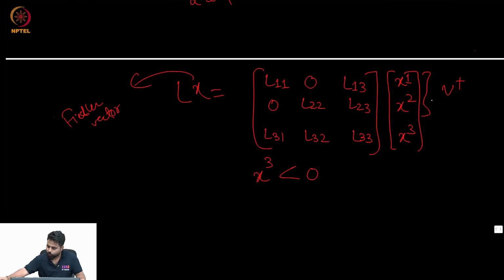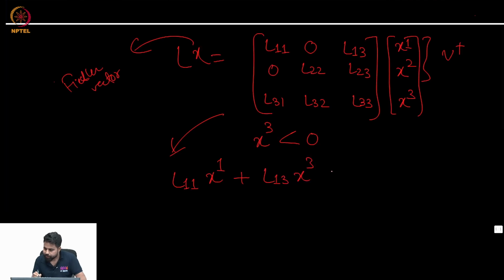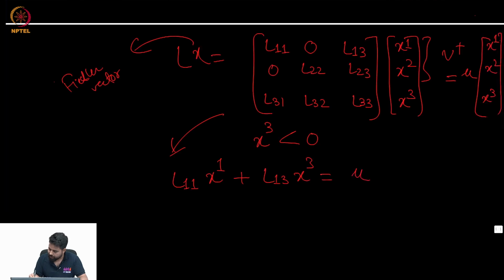Now let us write the equation from here. This will be L11 times X1, plus 0, plus L13 times X3. This will be equal to mu times the same vector, because your algebraic connectivity is mu here. So this is indeed equal to mu times X1.